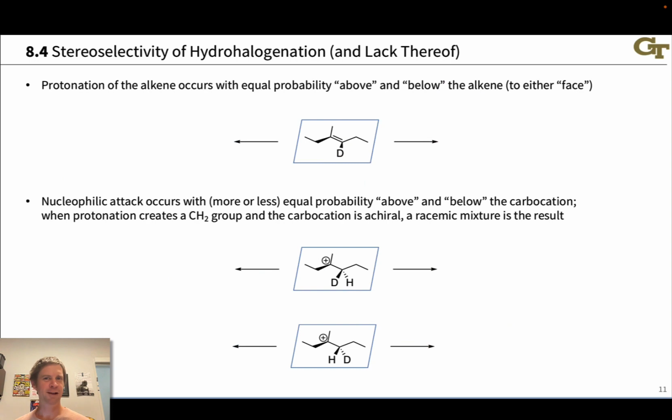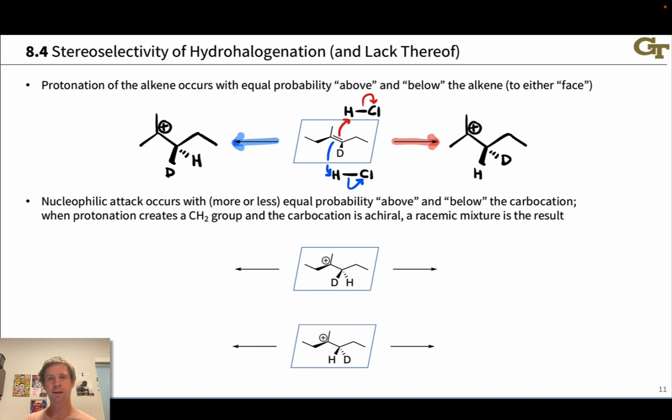The reason for this mess becomes clear if we consider the stereochemical course of the two steps of the mechanism. In the first step, we protonate the alkene, and this can occur with HX coming from above or below the plane of the alkene. If HCl, for example, comes from below the plane of the alkene, we end up with this carbocation. And if HCl comes from above the plane of the alkene, we end up with this carbocation.